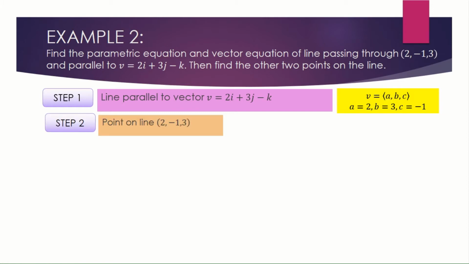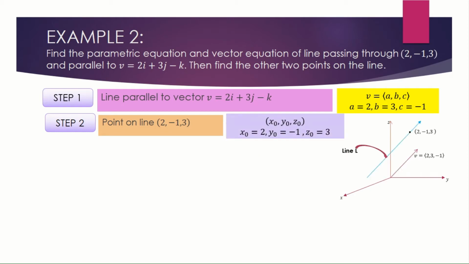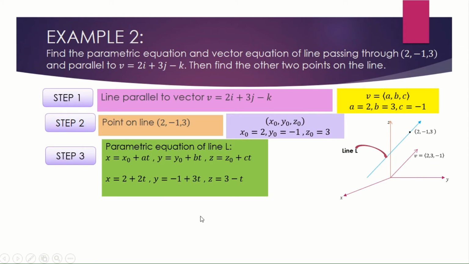Alright, so we have a point on the line, (2, -1, 3), so we get x naught, y naught, z naught here. So this is the situation: we have a line L, a point on the line (2, -1, 3), and the vector (2, 3, -1) parallel to line L. This is the parametric equation of the line.